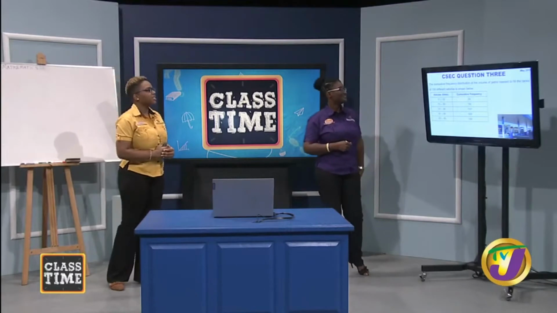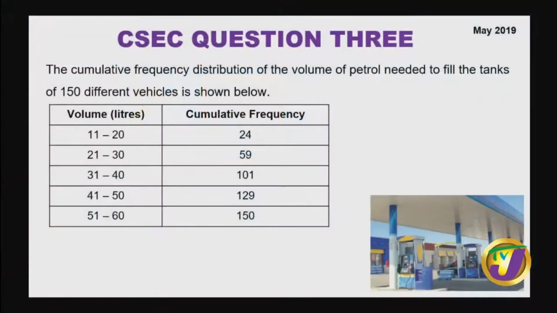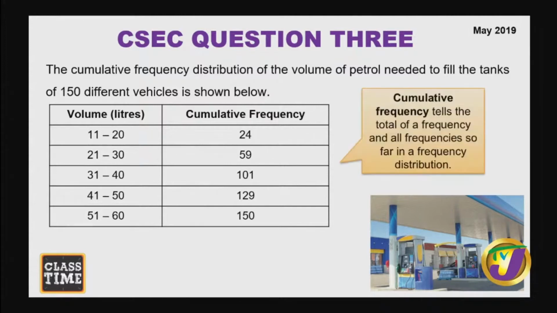All right. The cumulative frequency distribution of the volume of petrol needed to fill the tanks of 150 different vehicles is shown below. So they already gave us the table, but I'm seeing a new word here now. Cumulative frequency. What's that? Well, as much as I teach math, I have one little English streak. So when I hear cumulative, I think accumulate. You're adding on or building up.